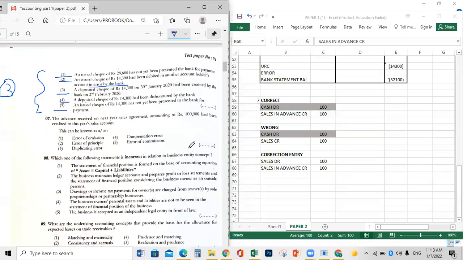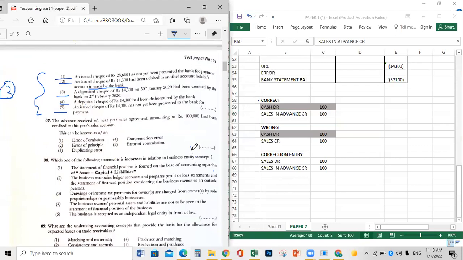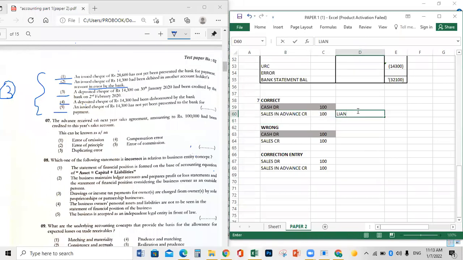Now that is not the question actually. They are asking, what is this error? What do you call this error? Guys, sales in advance is a liability. But sales is income.